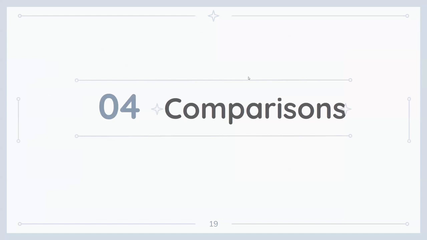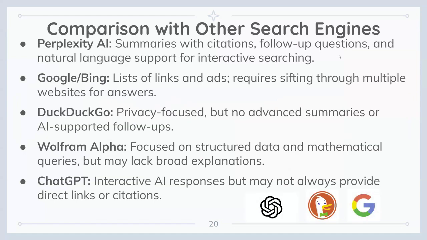So now comparisons. Comparison with other search engines. Perplexity: summaries with citations, follow-up questions, natural language, everything that we've said before. Google or Bing: lists of links and ads that require sifting through multiple websites for answers. So again, Google's just a normal, traditional search engine. You kind of have to go through the list of websites, the web page, and then look at some websites that appeal to you.